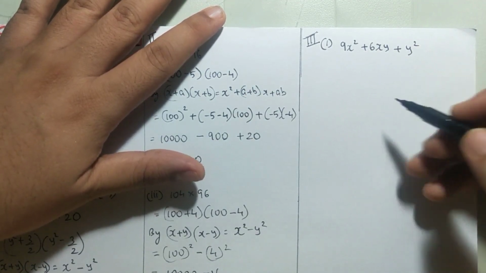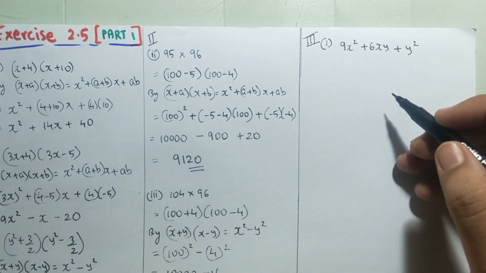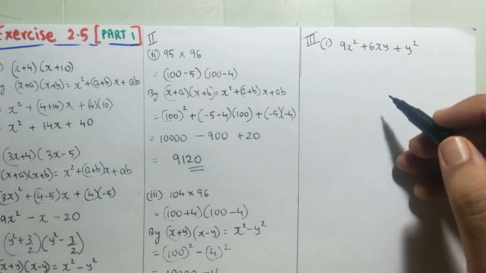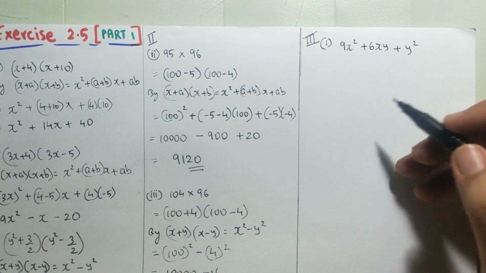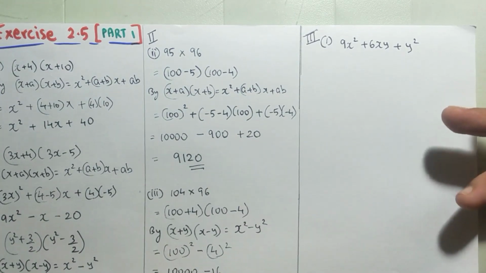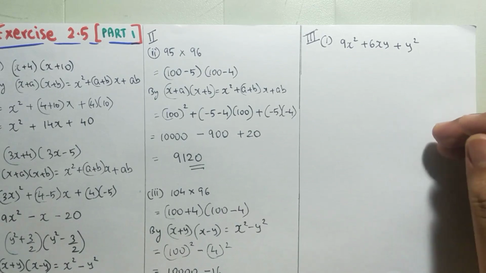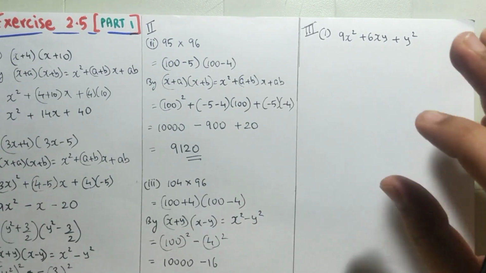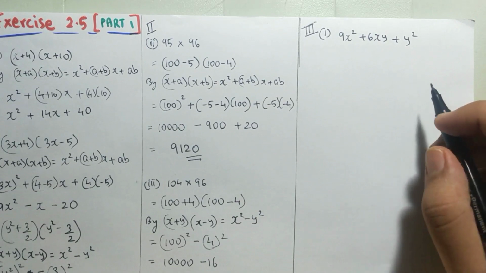What I mean to say is whether it is x plus y whole square, x minus y whole square, x square minus y square, x plus a, x plus b. There are total 10 possibilities because I have taught you 10 different identities. So which identity is this and how to solve this? Please understand this method now.